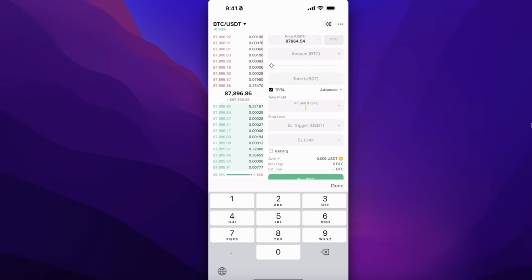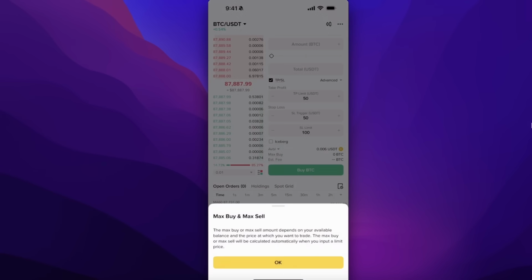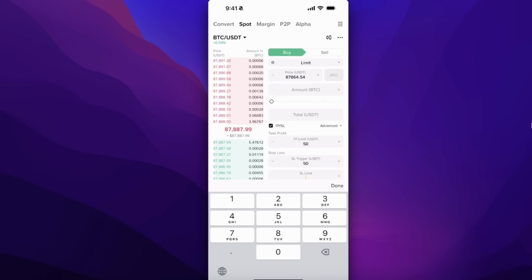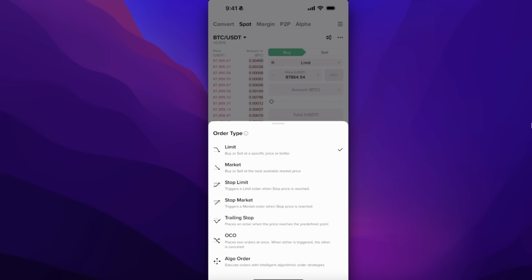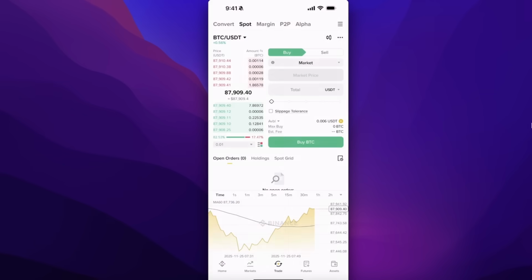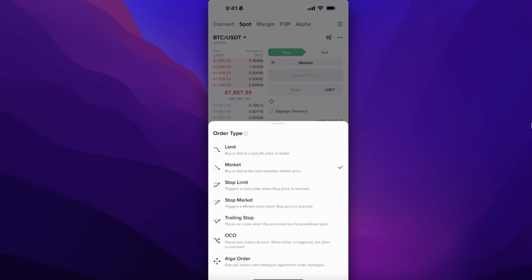So let's say I want to take my profit at $50 and I want to set up a stop loss trigger at $50 as well, and the limit at 100. So this allows you to have an easy way to ensure that you're not losing too much money. Now, this is going to be applicable primarily at market orders or limit orders.